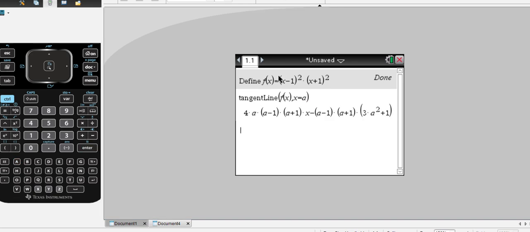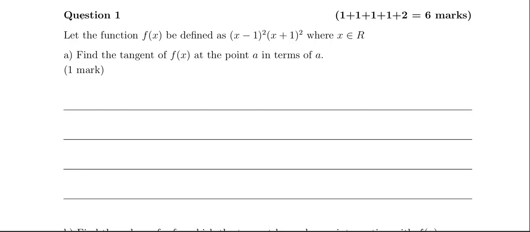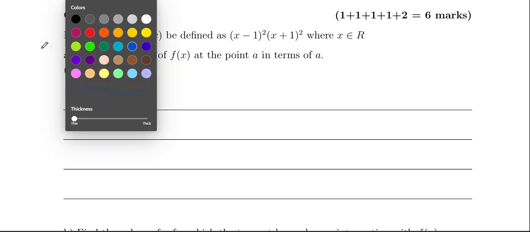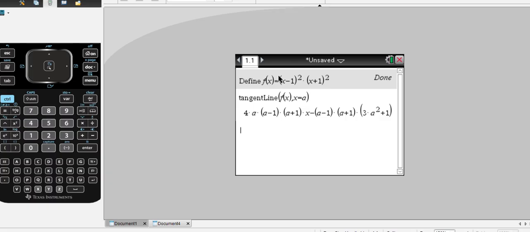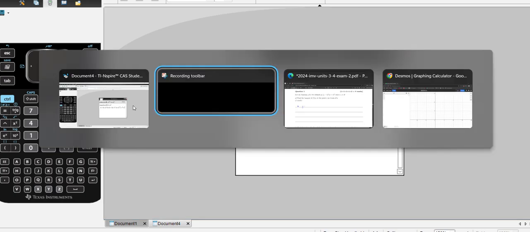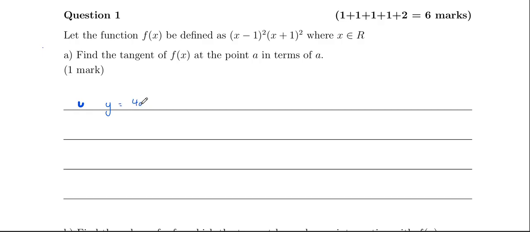So the answer is, whoop, that's too thick. The answer is y equals (4a squared minus 1)x minus (a squared minus 1)(3a squared plus 1). There we go.